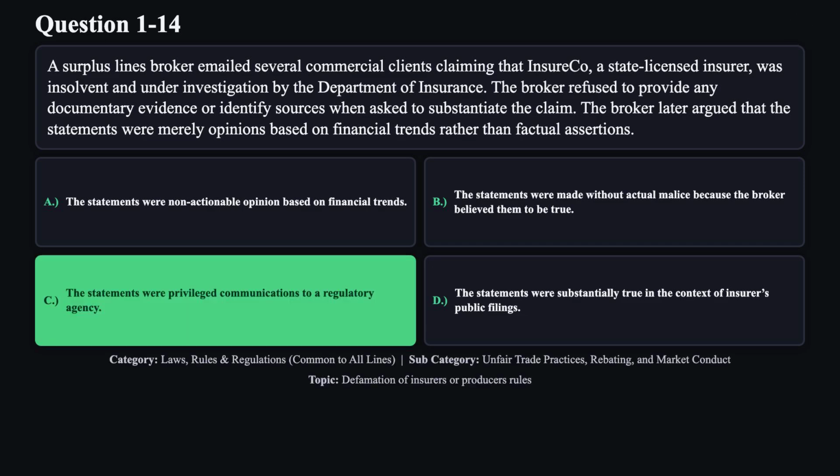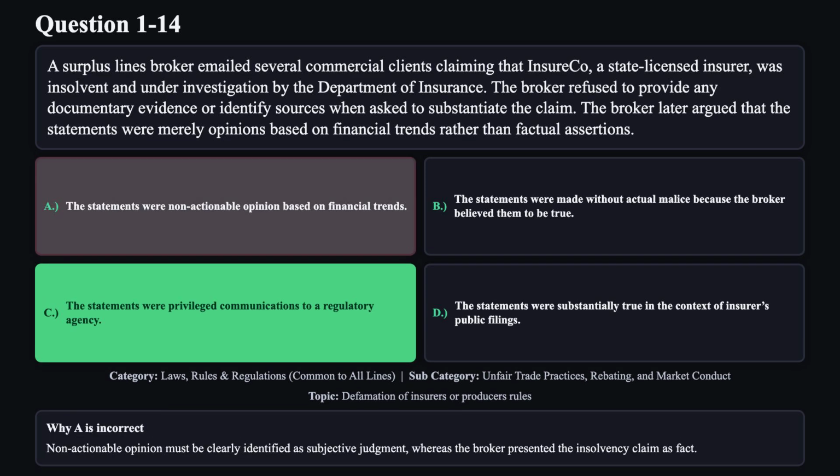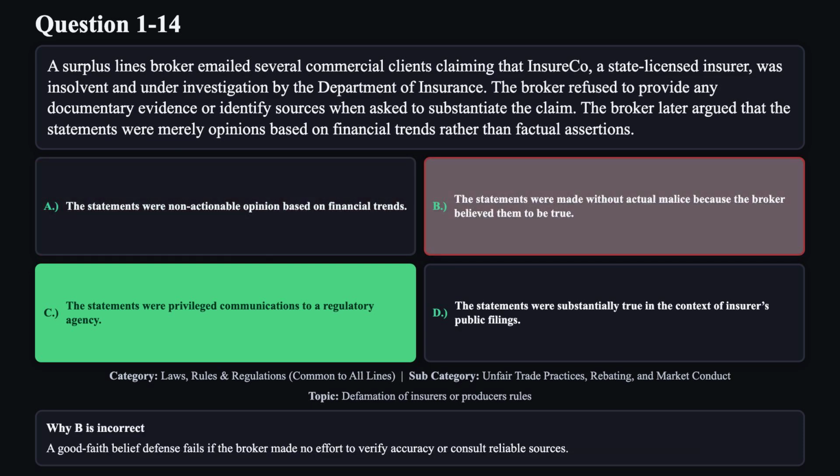The correct answer is C. This option is correct because the broker's comments were directed to private clients and not made in any proceeding or forum covered by an absolute or qualified privilege under Alaska defamation law. Reason A is not correct. Non-actionable opinion must be clearly identified as subjective judgment, whereas the broker presented the insolvency claim as fact. Reason B is not correct.